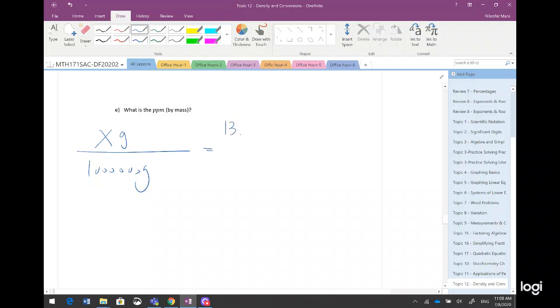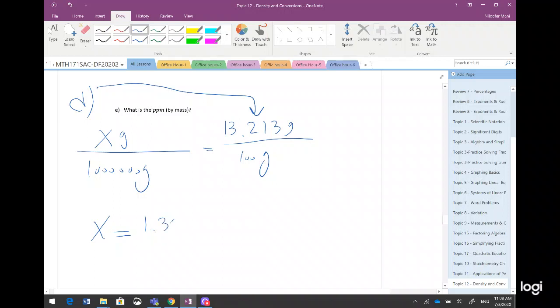is 13.213, okay, gram divided by 100 gram, because this is from part D, W over W. So the answer is, X is 1.32 times 10 to the power 5 part per million.